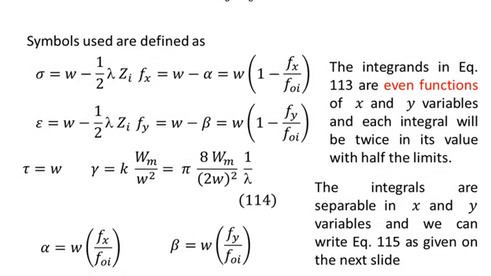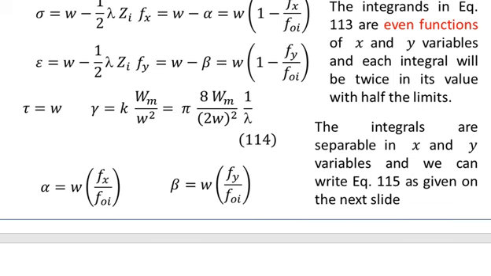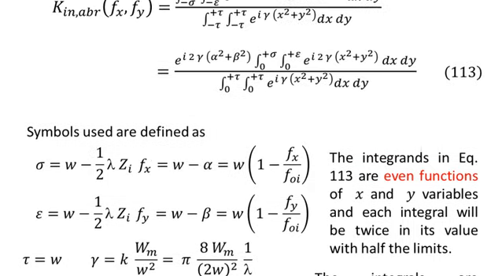Similarly, we have defined tau is equal to w, and we have introduced gamma is equal to k into w_m over w square. And you know that substituting the value of k over here, which is 2 pi over lambda, and rearranging the terms in a suitable form, we have obtained gamma is equal to pi into 8 w_m over square of 2w multiplied by 1 over lambda, as in equation number 114. And you know that we have used alpha is equal to w into f_x over f_0i, and beta is equal to w into f_y over f_0i. So that's why we have changed the limits according to that.